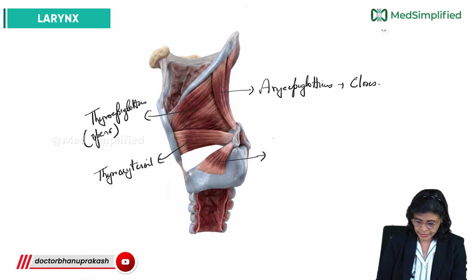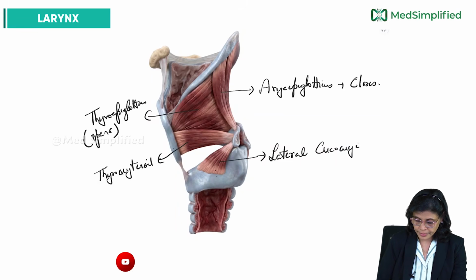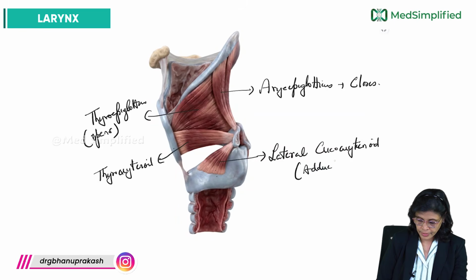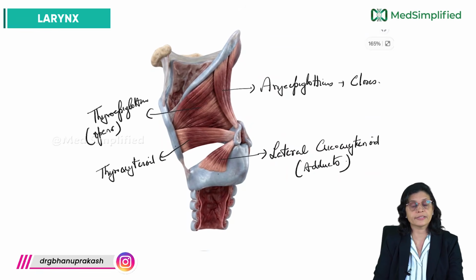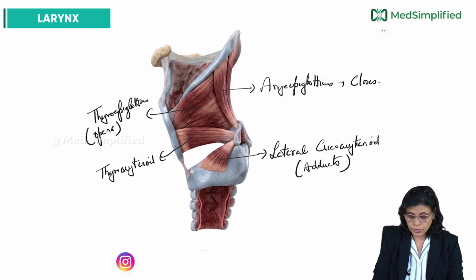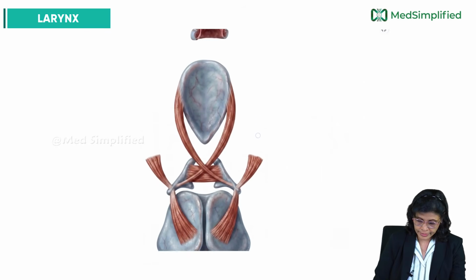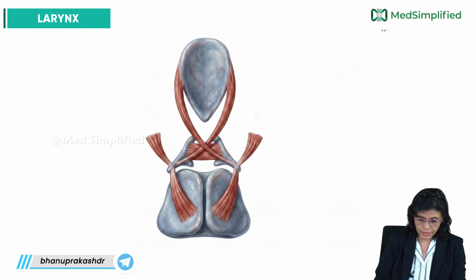Here we can also see from the lateral side of the cricoid cartilage to the arytenoid. So lateral cricoarytenoid, and lateral cricoarytenoid was adducting. So this adducts the vocal cords, basically adducts the vocal cords. So these are the muscles which we see here, and here also we see some more muscles.